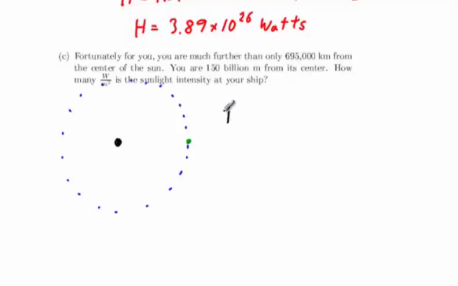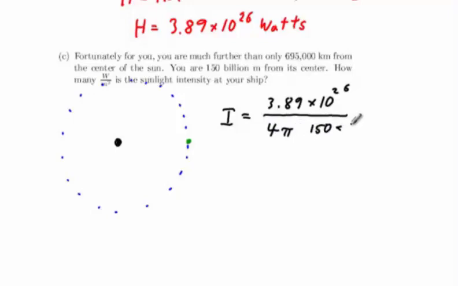Thus, at your location, the intensity is going to be equal to the total power of the sun, which is 3.89 times 10 to the 26 watts, divided by the area of the large sphere over which this power is spread out, and that is a spherical shell whose radius is 150 times 10 to the 9 meters. This means that the intensity of the sun at your location turns out to be 1376 watts per meter squared.